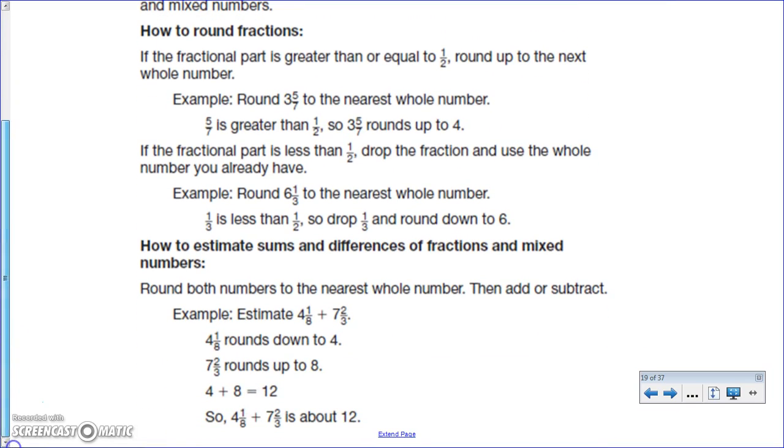How to estimate sums and differences of fractions and mixed numbers. Round both numbers to the nearest whole number, then add or subtract. So in our example here, we're going to estimate 4 1/8 plus 7 2/3. So 4 1/8 rounds down to 4 because 1/8 is less than 1/2. And 7 2/3 rounds up to 8 because 2/3 is greater than 1/2. So 4 plus 8 equals 12. So 4 1/8 plus 7 2/3 is about 12.